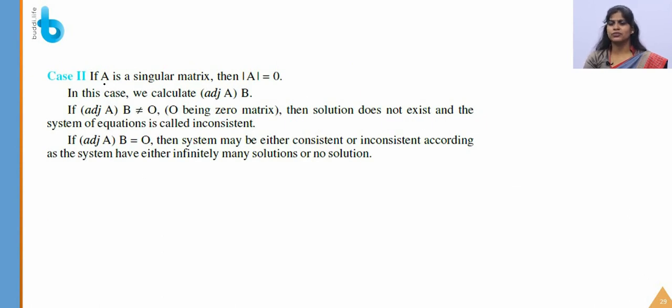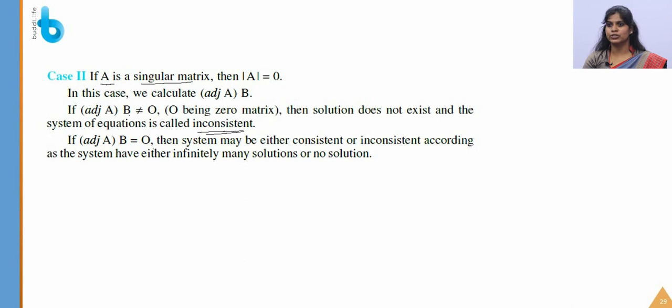Case 2: if the given matrix is a singular matrix, that is, its determinant value is 0, what you will do? In this case, we calculate adjoint of A into B. First you should find the adjoint of A and multiply with the matrix B. If adjoint of A into B is not equal to 0, then the solution does not exist and the system of equations is called inconsistent.